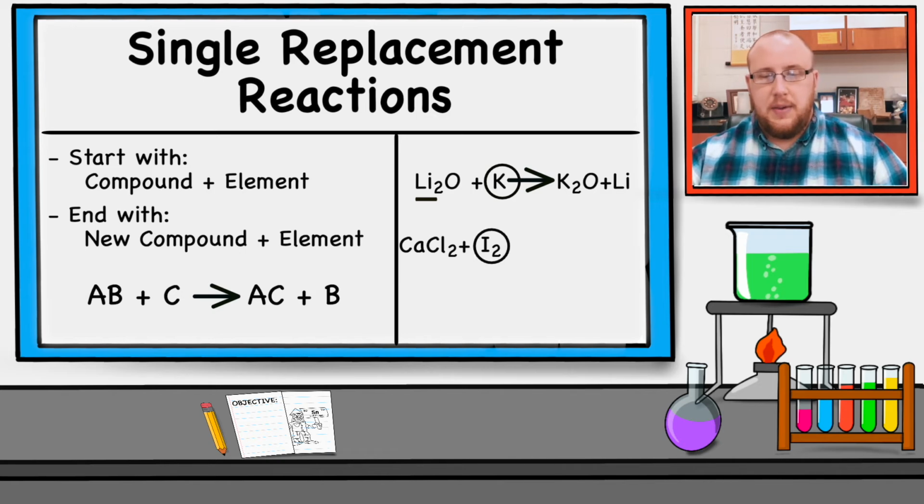Another example of this would be calcium chloride, CaCl2, plus iodine. Iodine is my individual element, and it is a nonmetal. So it's going to replace the nonmetal portion of my reaction and give me calcium iodide, CaI2, plus chlorine by itself, or Cl2. So we've done synthesis, decomposition, single replacement. Now we're going to double replacement.